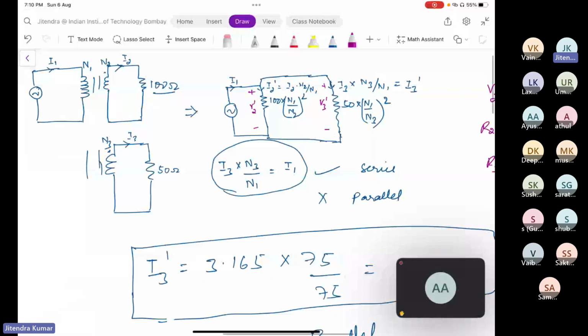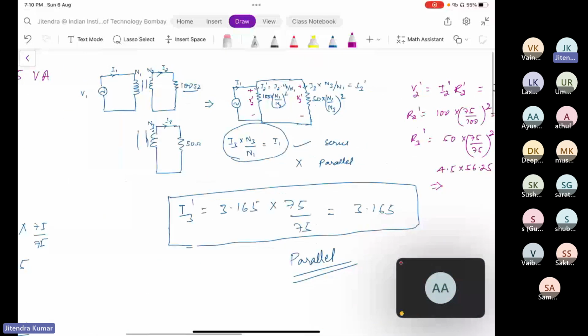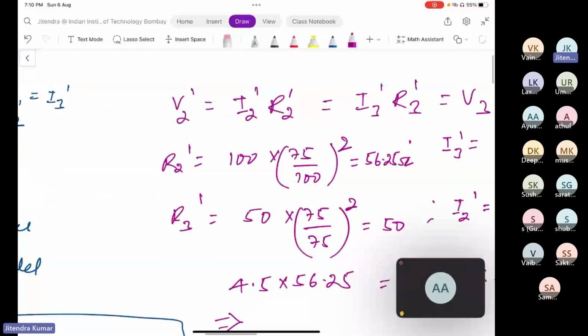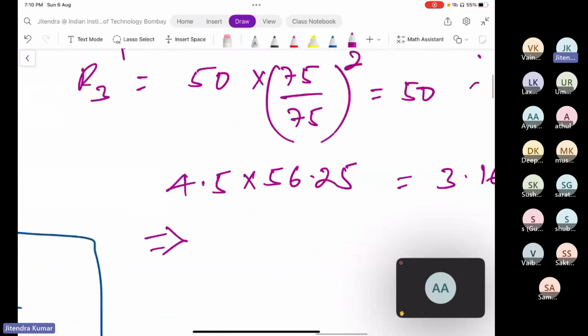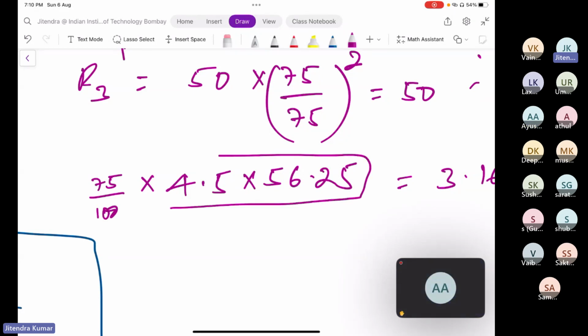Okay, let me see. The value we computed, V2 dash, is I2 dash into R2 dash. This one, 56.25 into 4.5, into N1 by N2. So N1 is 75 by 100. Please compute it for me. With this, multiply 75 by 100.